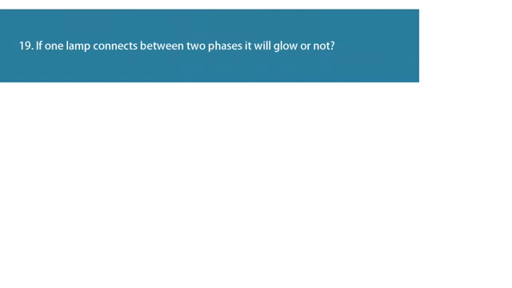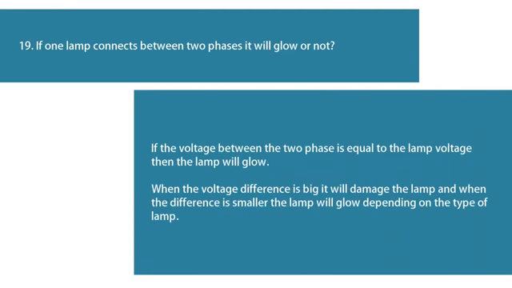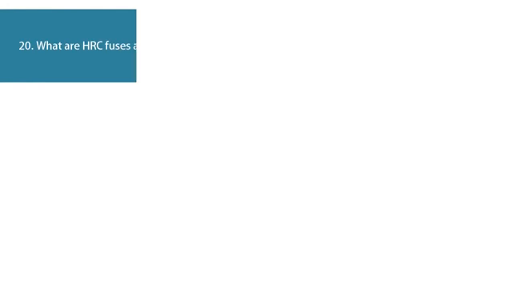19. If one lamp is connected between two phases, will it glow or not? If the voltage between the two phases is equal to the lamp voltage, then the lamp will glow. When the voltage difference is big, it will damage the lamp, and when the difference is smaller, the lamp will glow depending on the type of lamp.